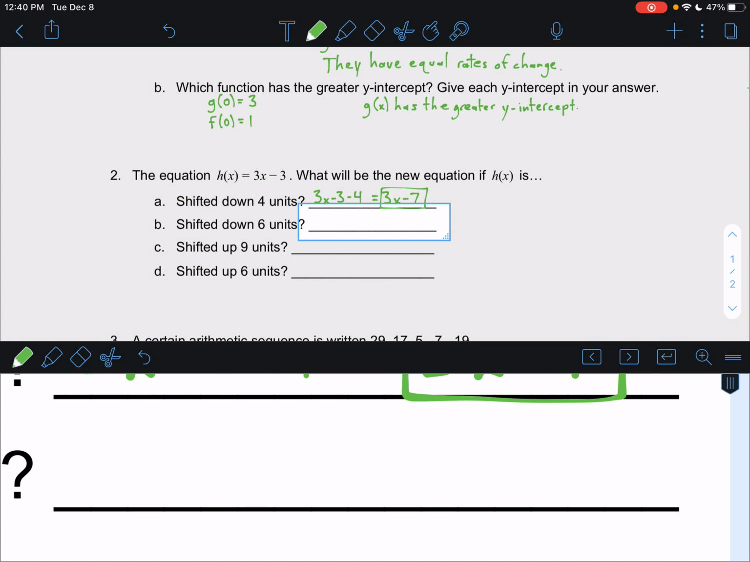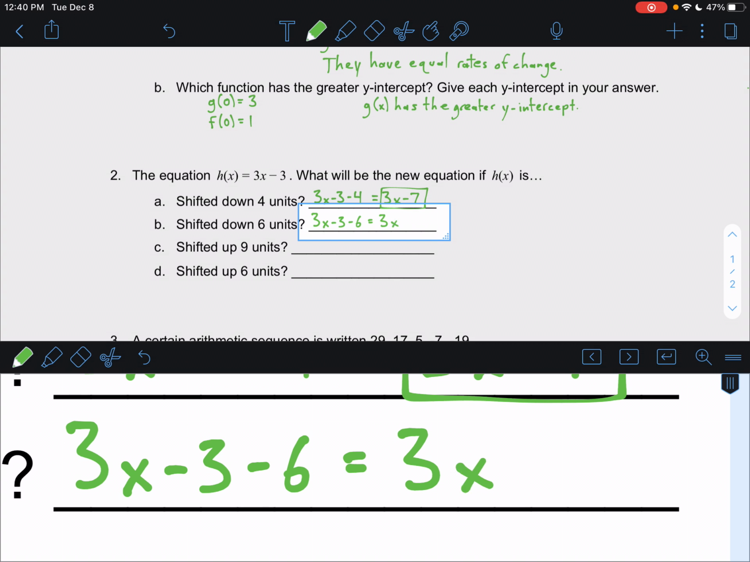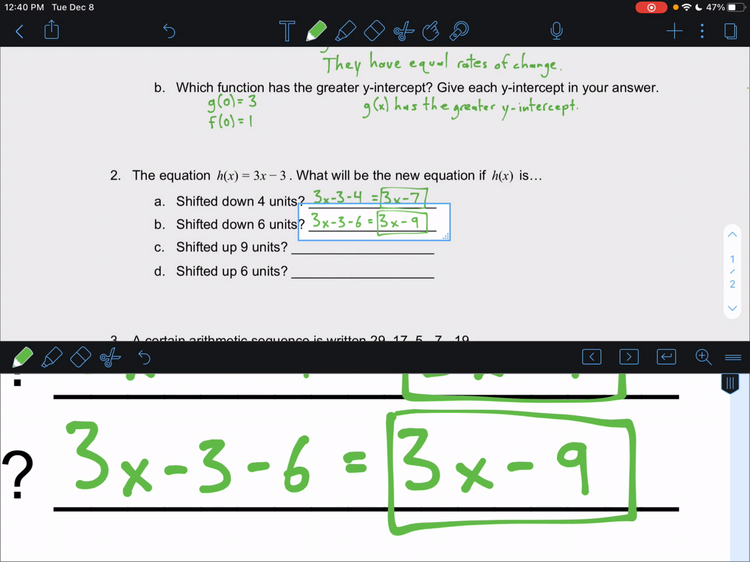If it's shifted down 6 units, well, same thing. I got 3x minus 3, and I want to subtract 6 because it's down 6. So I still have the 3x, and then minus 3 and minus 6 comes out to minus 9. So my answer is 3x minus 9.